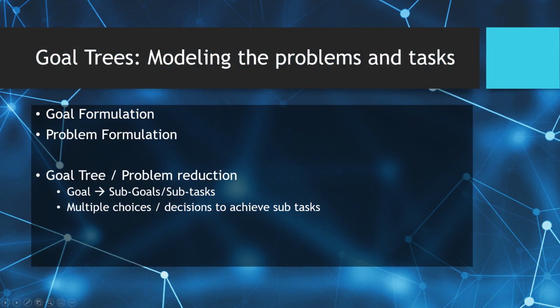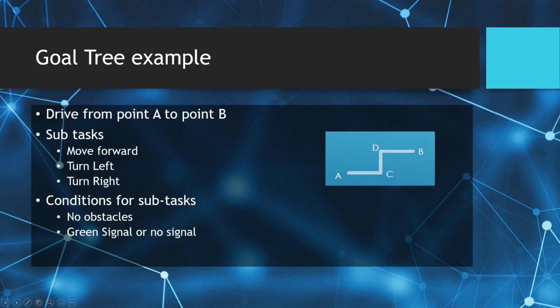Okay, so goal trees. We know what goals are, but goals are often divided into sub-goals and represented as trees. Let me show you what I mean. So first we have goal formulation. Goals help organize behavior by limiting the objectives that an agent is trying to achieve and hence the actions it needs to consider. Goal formulation, based on the current situation and the agent's performance measure, is the first step in problem solving. And problem formulation is the process of deciding what actions and states to consider given a goal.